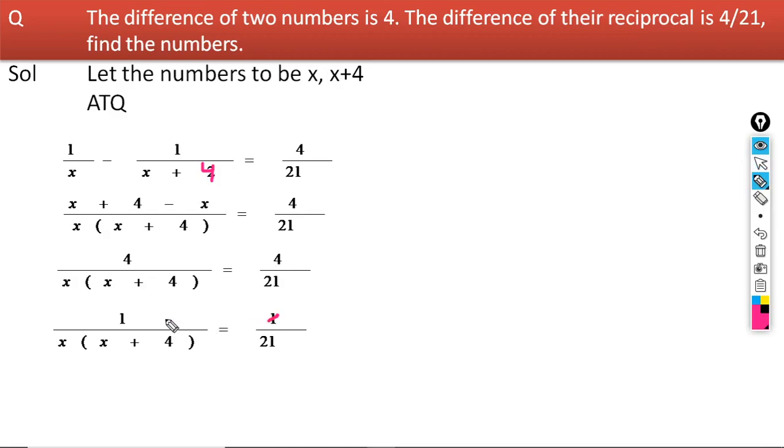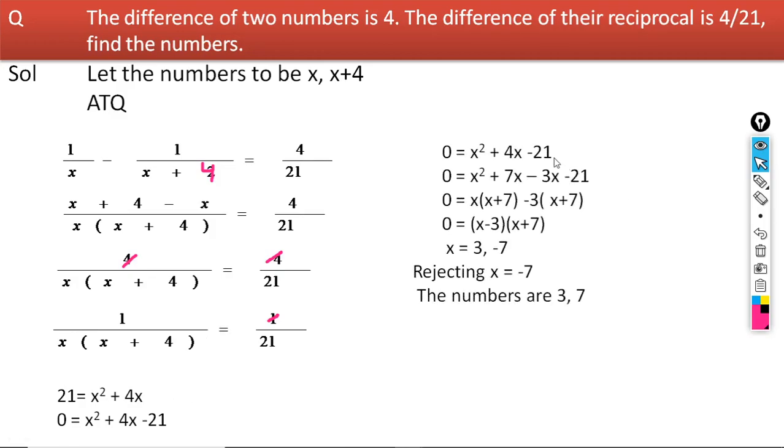and we will get the quadratic equation in the standard form by cross multiplication. 21 is equal to x into x plus 4, which is x square plus 4x minus 21. And then by middle term splitting, we get the values of x, 3 and minus 7. We reject x equals minus 7. So the possible numbers will be x is 3 and the second number is 7. The numbers are 3 and 7.